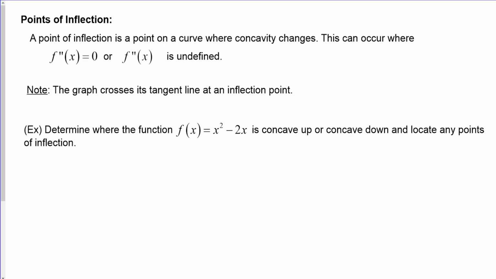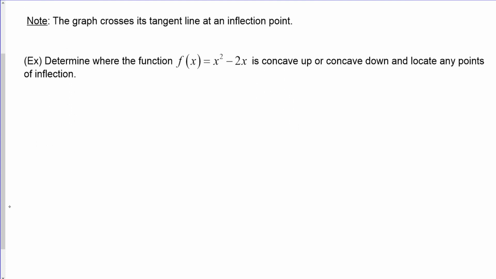So using the first and second derivative, we can describe all different types of curves. The first derivative describes how the curve is increasing or decreasing. The second derivative tells us if it's concave up or concave down. And that's enough to draw any type of curve that we can run into.